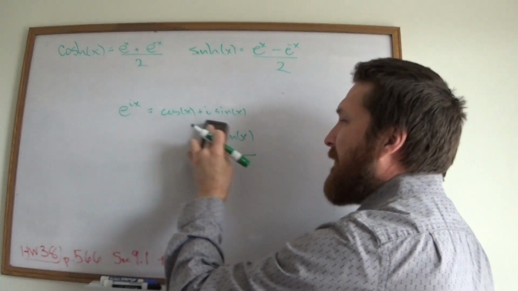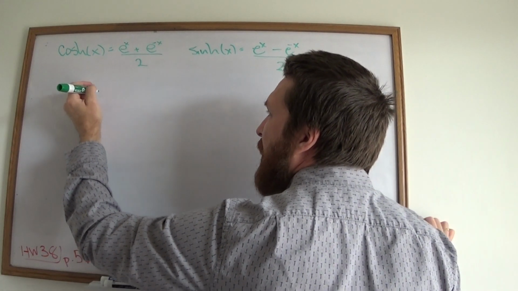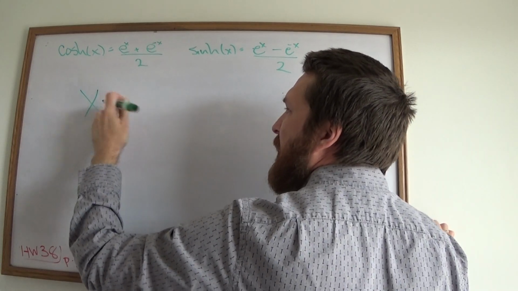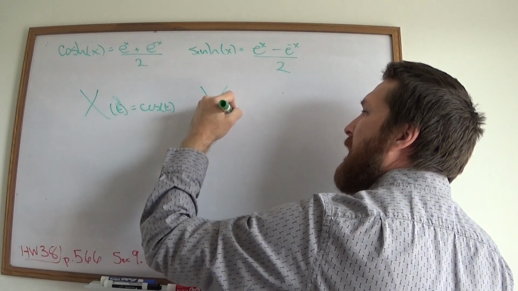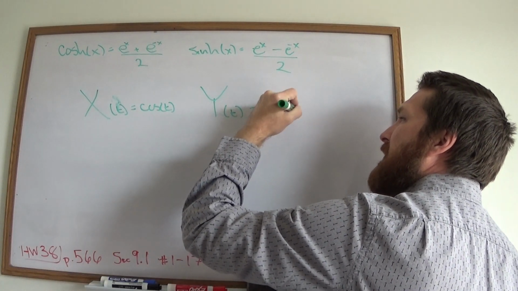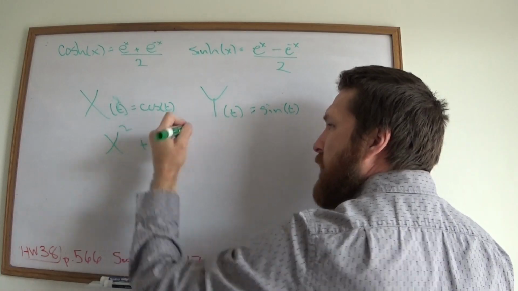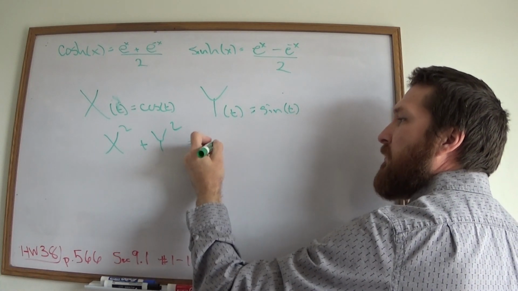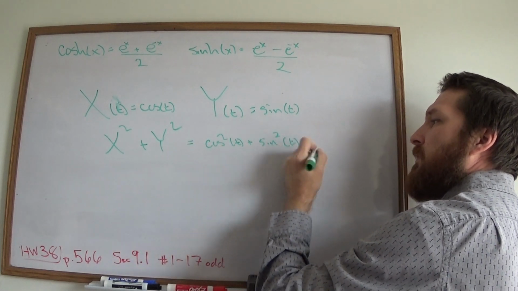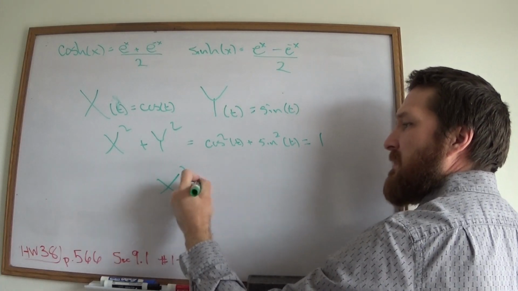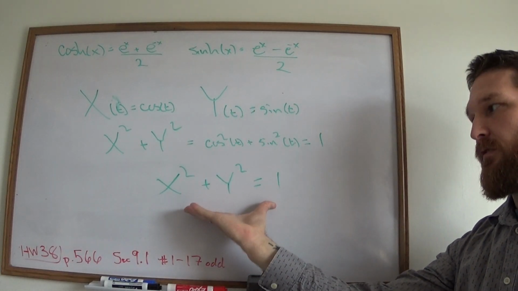And why hyperbolic, of all the things? What does that have to do with a hyperbola? Well, let's recall here, I'm going to use a big X. Let's say X of t is cosine t, and big Y of t is sine t. Then x squared plus y squared is equal to cosine squared plus sine squared, which is 1. And what object is this? It's a circle. So we could think of the trig functions as the circle functions.